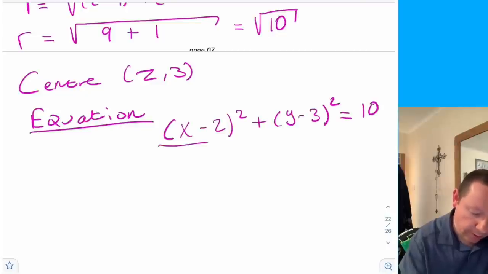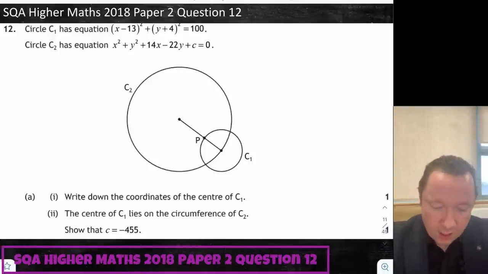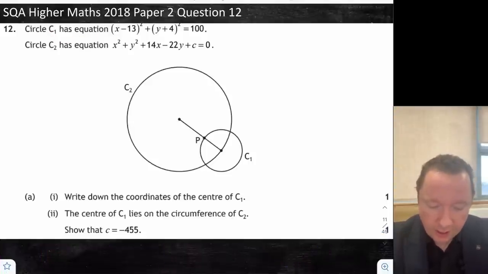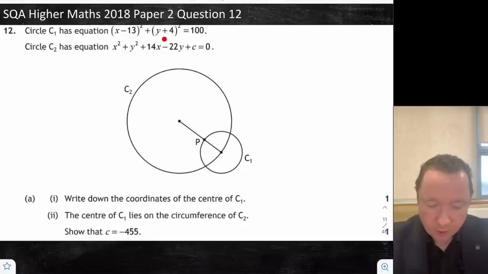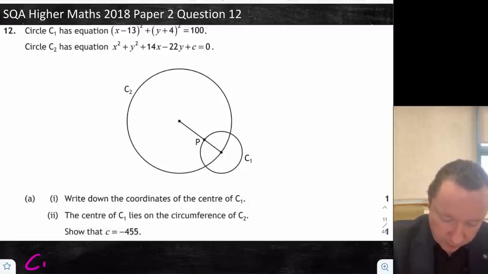SQA Higher Maths 2018 Paper 2 Question 12. Circle 1 has equation x minus 13 squared plus y plus 14 squared equals 100. And circle 2 has this equation. Write down the coordinates of the centre of circle C1. Well, that's nice and easy. C1 centre equals 13, minus 4.